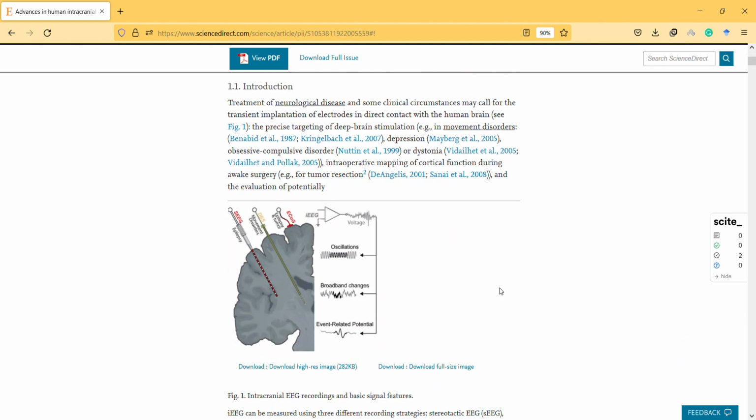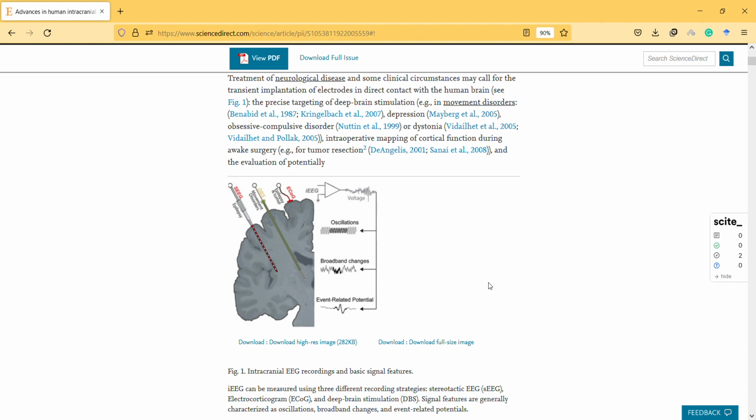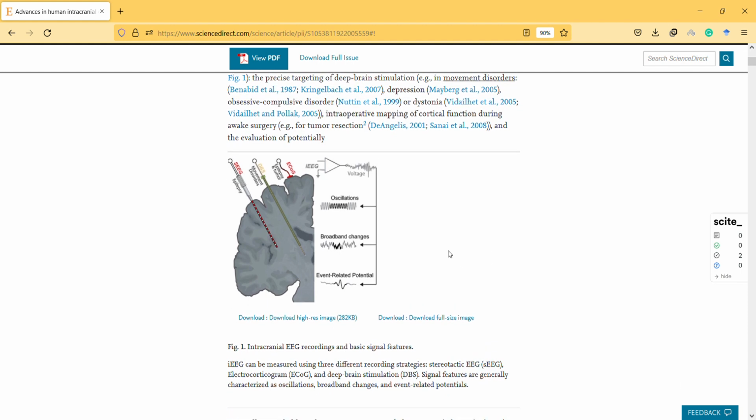Can we read it for free? Yes, it seems we can read it for free. Let's look at the article.